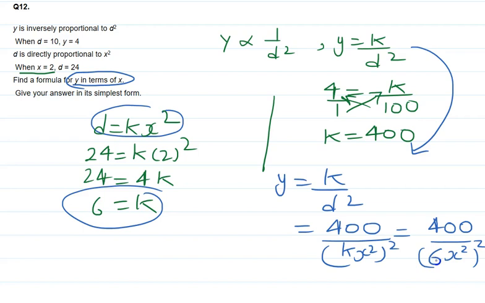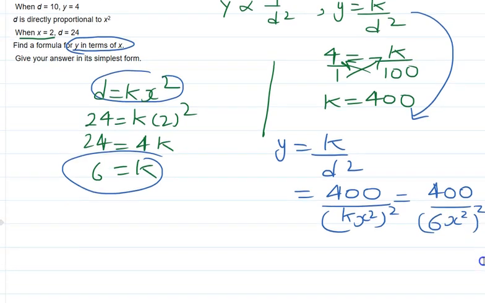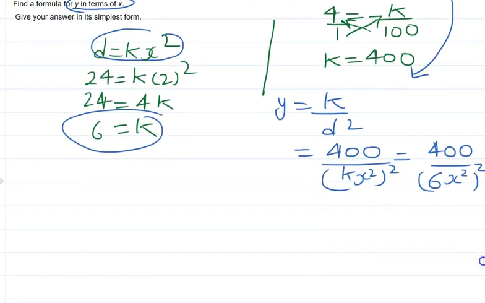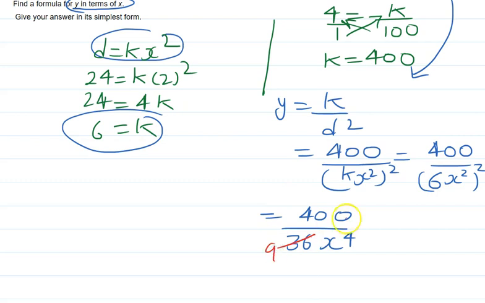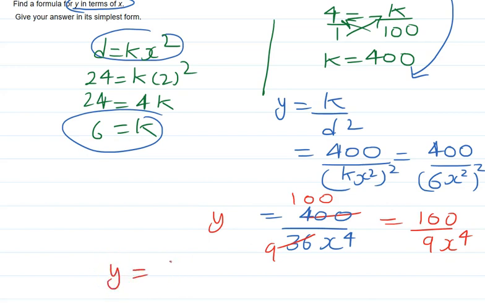Now if you square 6, it will be 400 divided by 36 x to the power 4. If you cancel by 4, 4 times 9 is 36 and 400 over 4 is 100. So we got 100 over 9x to the power 4, and this is equal to y. So your final answer is y equals 100 over 9x to the power 4. Okay, so that is your answer.